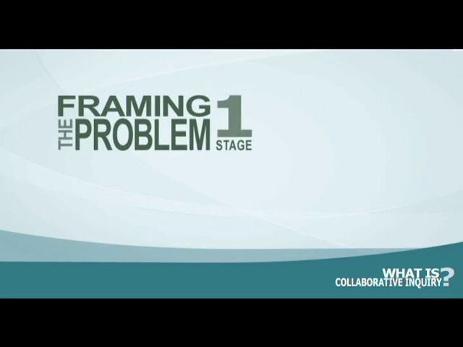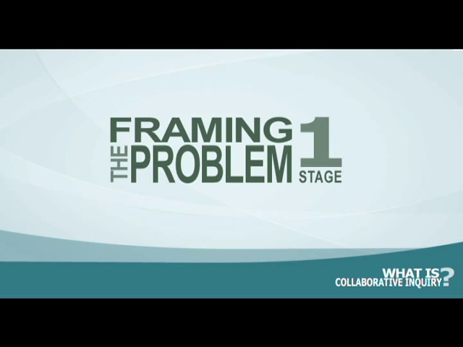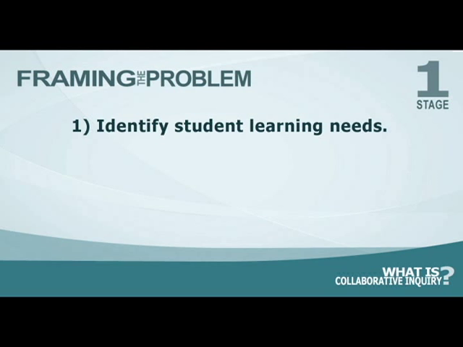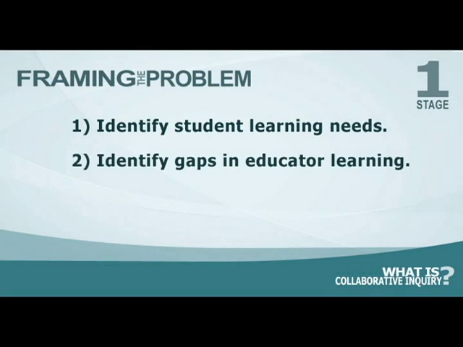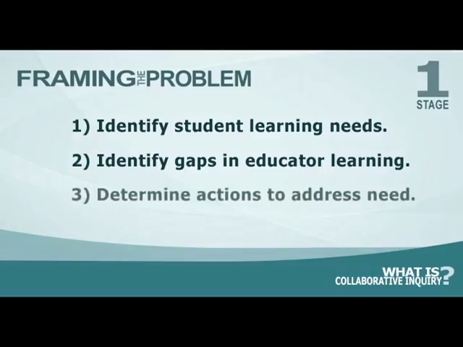It's really a process when a group of educators come together and examine their own professional practices. It involves four interactive stages, beginning with stage one, which is problem framing. In the problem framing process, the team identifies some of the issues that they're struggling with that are based on student learning needs. So what is it that their students need to know and understand, and what are some of the gaps in educators' learning that need to occur? And so they determine something that's going to guide their inquiry that's based on student learning needs, and then they determine some actions that they're going to take to address some of these issues that they've identified.